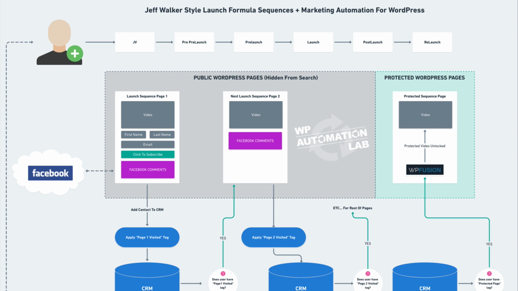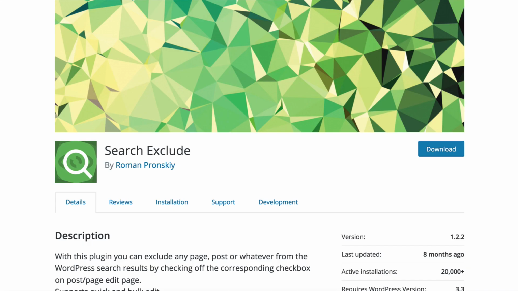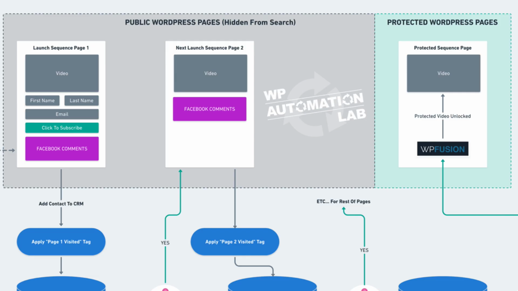We've got the public WordPress pages. You don't need to worry about actually protecting public pages. And the reason is simple. Inside of WordPress, there is a free plugin that allows you to exclude any page or post from the WordPress search results. Is it true that people can still find it if they share it with their friends? Of course. But remember, these are marketing pages.